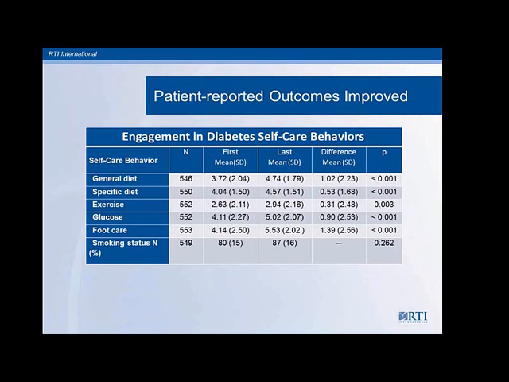And I'm not showing the numbers for the other changes that we looked at. Those are in our publication. But we measured other patient-reported outcomes as well, such as quality of life, diabetes competence, and resources and supports for self-management, which is a measure of healthcare quality perceptions. And all of these improved over time as well.